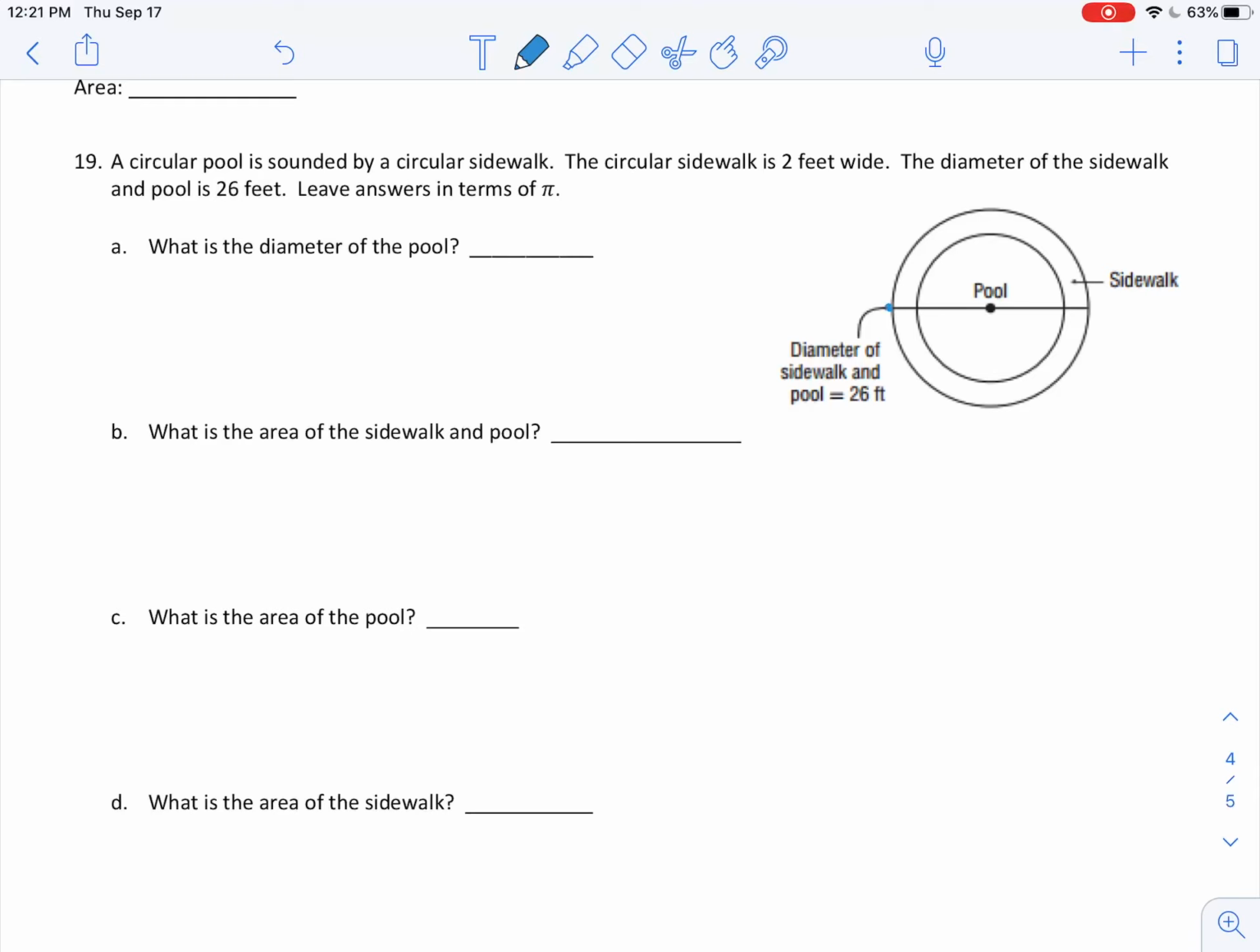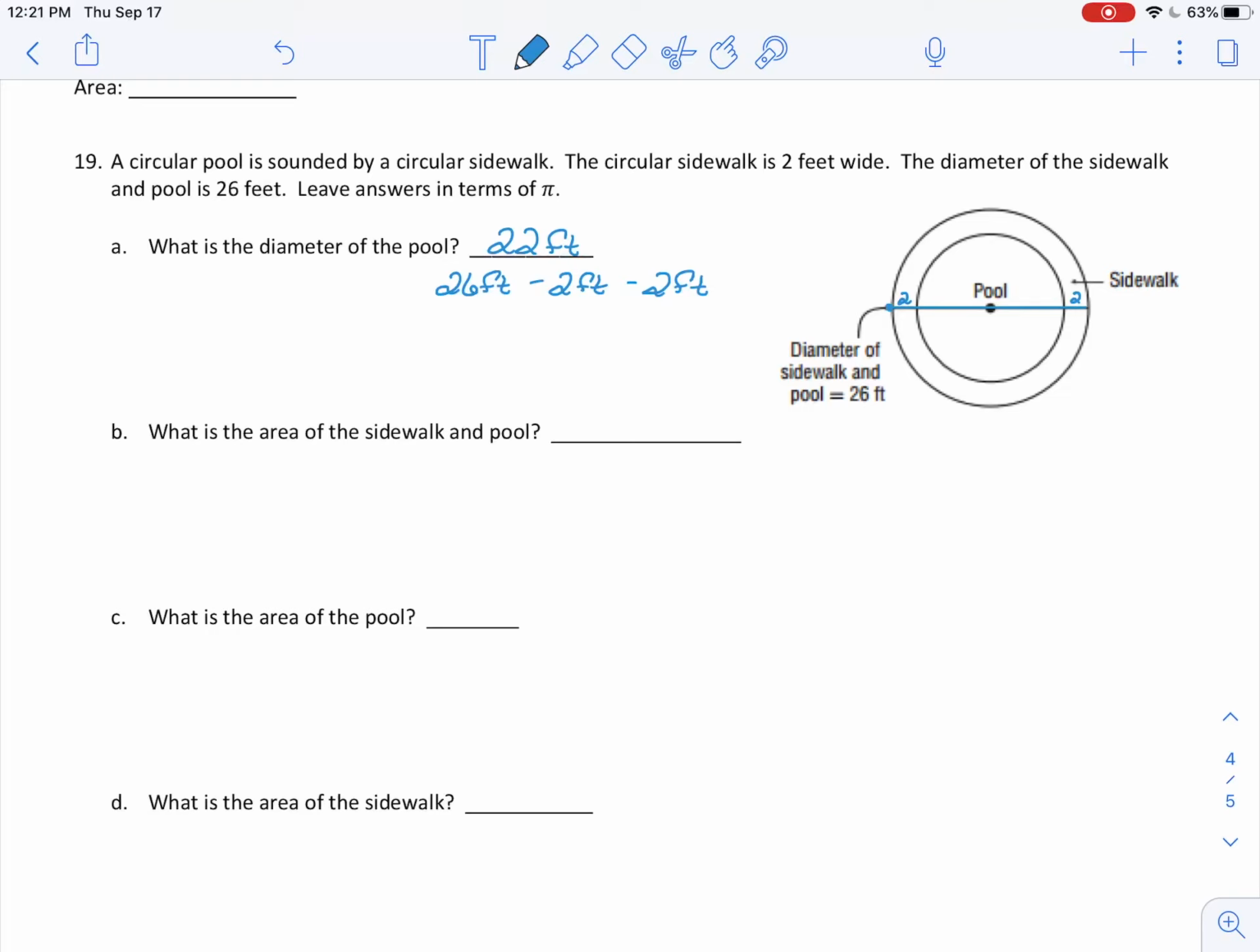So if I start at one edge of the sidewalk, I walk across the sidewalk, I swim across my pool, I walk across the other sidewalk. That whole length is 26. If I say, well, how much of that was just swimming across the pool? That means I need to ignore the 2-foot sidewalk here, but I also need to ignore the 2-foot sidewalk here. So you take the entire diameter that we're given and subtract off the 2 different sidewalks that you walked across, which would give you a 22-foot diameter pool, which first of all is gigantic.